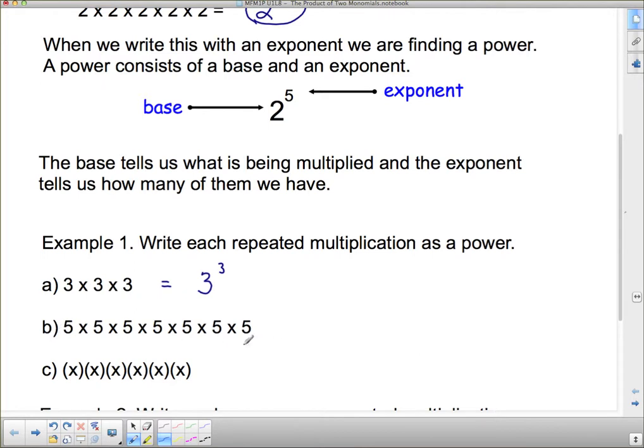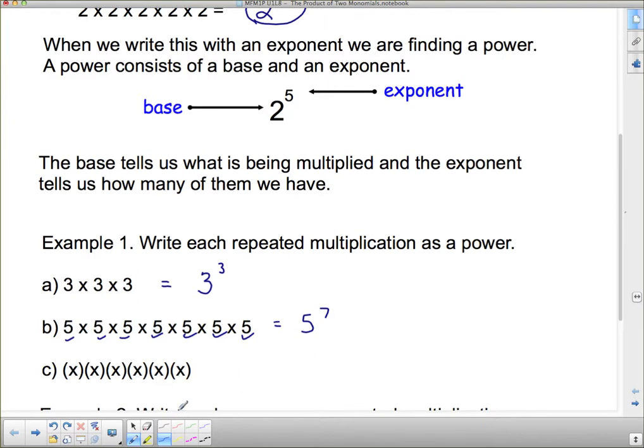Now, what are we multiplying in part B? We're multiplying 5s, so 5 is the base. Now we have to count how many of them there are: 1, 2, 3, 4, 5, 6, 7. There are 7 5s, so we need an exponent of 7.